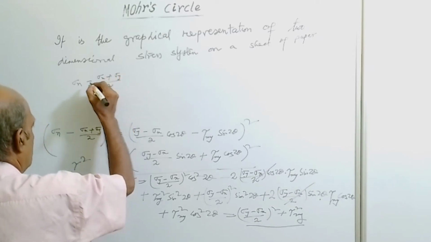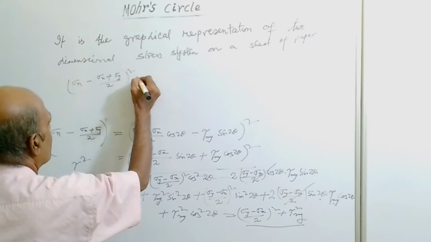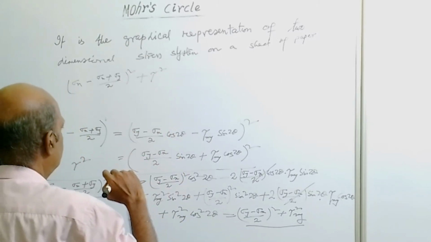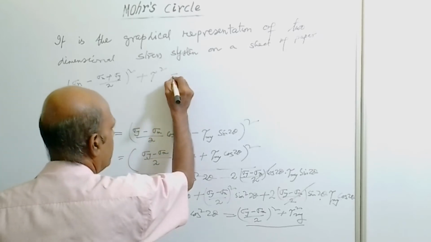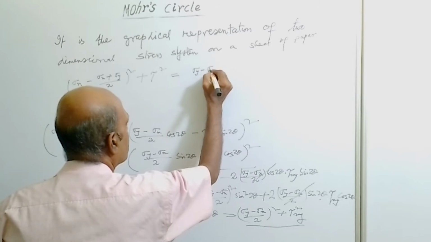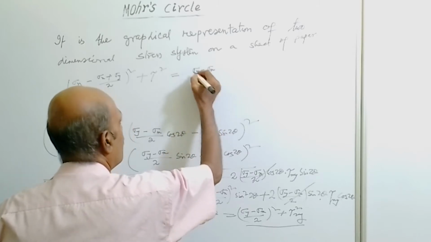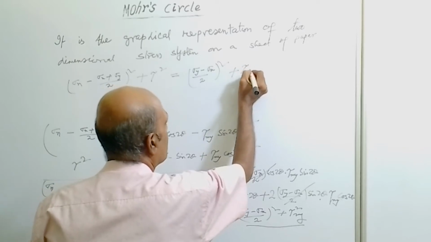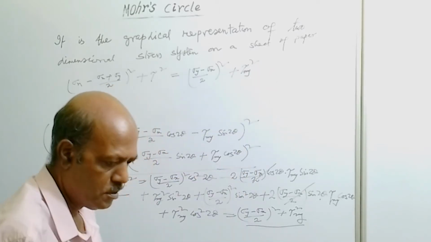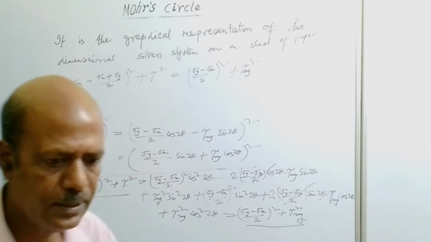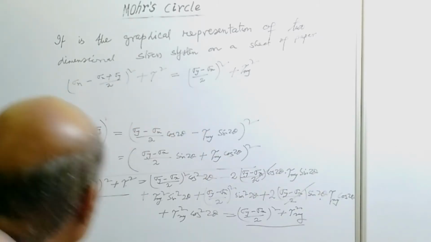(sigma x plus sigma y) by 2 whole square plus tau square, that is equal to (sigma y minus sigma x) by 2 whole square plus tau xy whole square. So this is the equation. When we add these two equations, we get this.